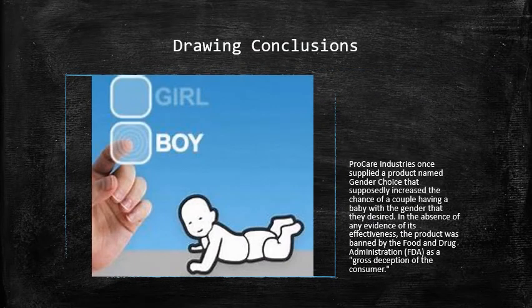Pro-care industries once supplied a product named Gender Choice that supposedly increased the chance of a couple having a baby with the gender that they desired. In the absence of any evidence of its effectiveness, the product was banned by the Food and Drug Administration as a gross deception of the consumer. But let's suppose that the product was tested with 10,000 couples who wanted to have baby girls, and the results consist of 5,200 baby girls born in 10,000 births.